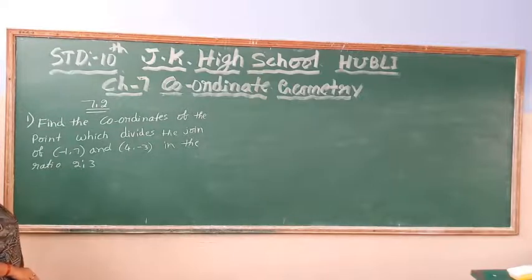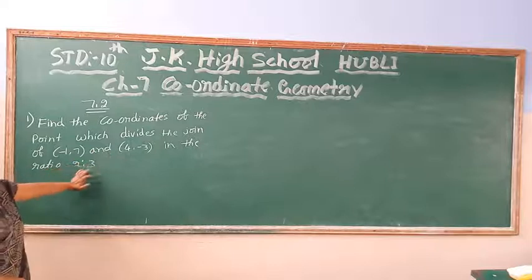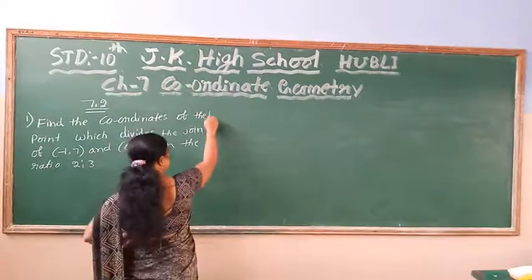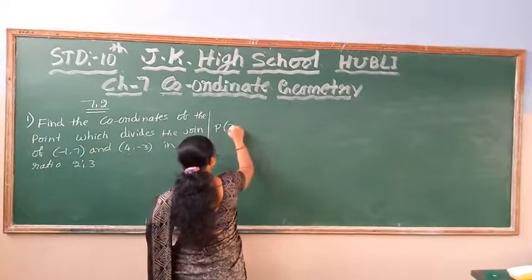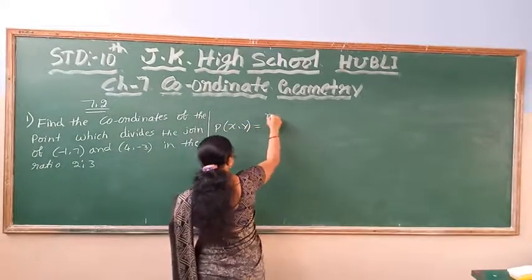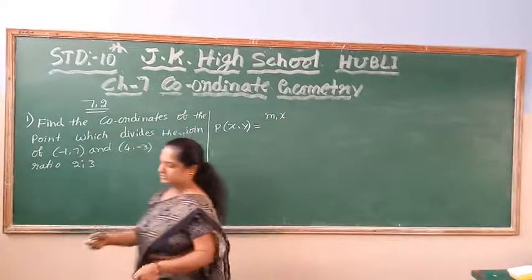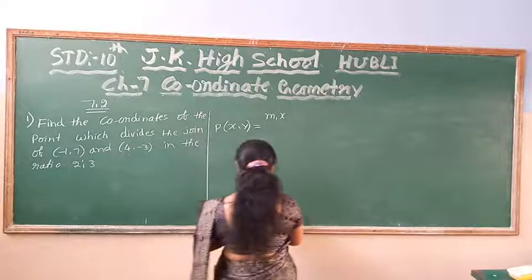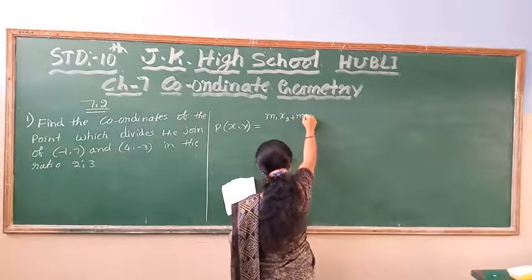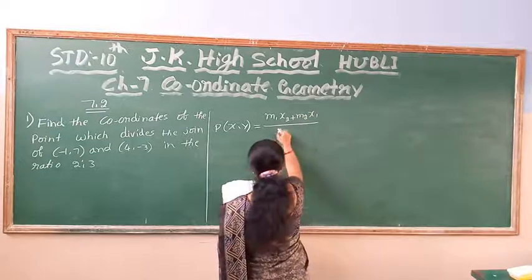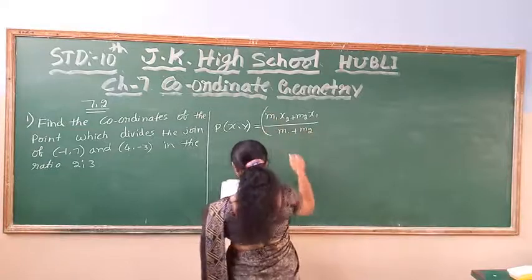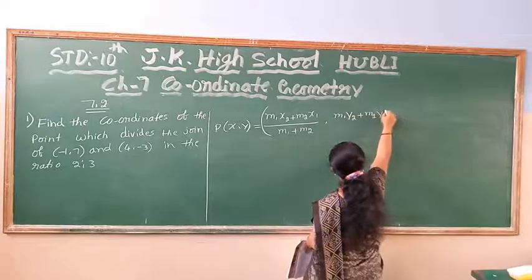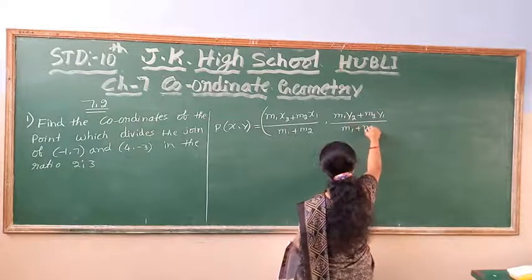Now, if I consider that this is x1 y1 and this is x2 y2, and this is in the ratio m1 is to m2, then I can use the section formula: P of x, y is equal to (m1 x2 plus m2 x1) divided by (m1 plus m2), and (m1 y2 plus m2 y1) divided by (m1 plus m2). This is the formula.